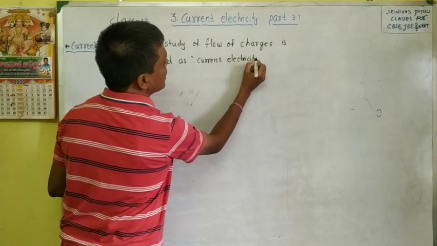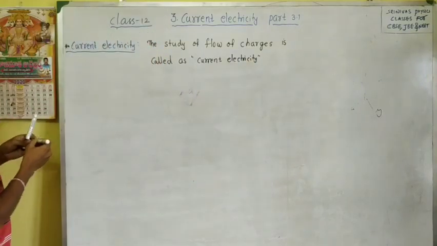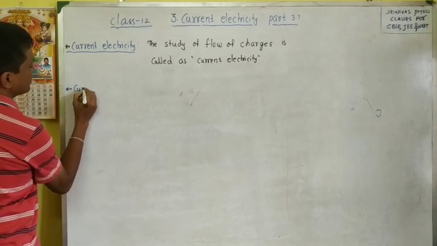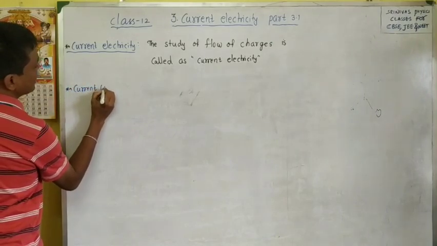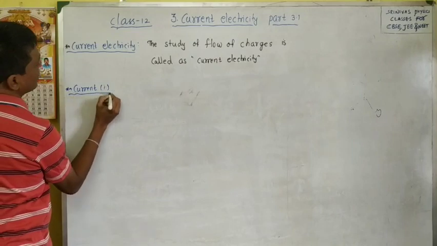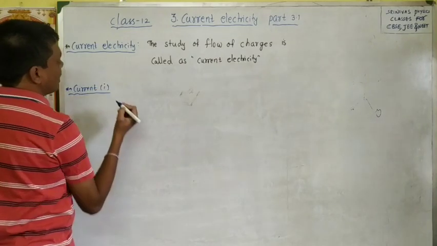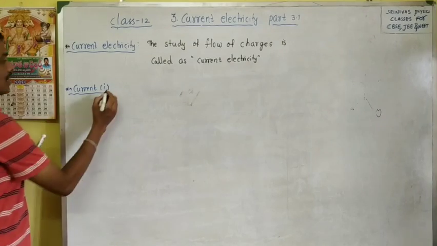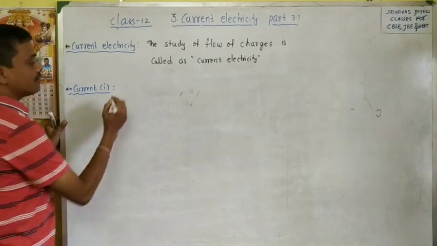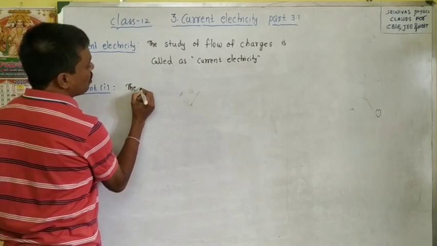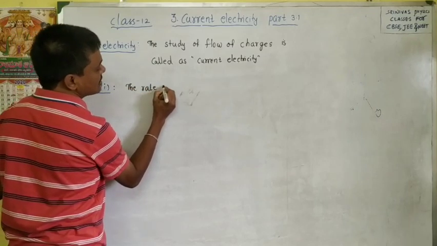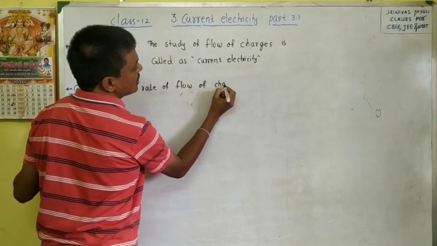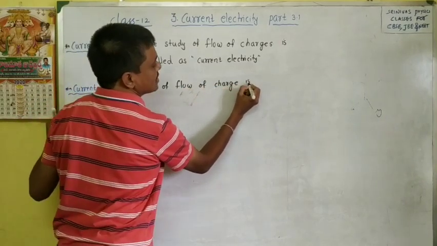And now next I am going to tell what is current, how to define the current. When we say that the current is passing through a wire, current is denoted with a small i or capital I. Let us see the definition of current. Already you learned it in the 10th class, right? The definition is: the rate of flow of charge is called current.